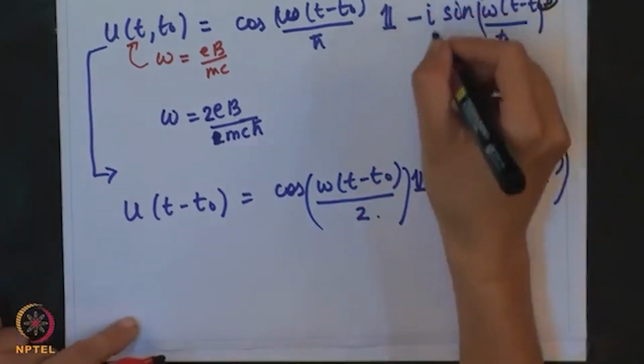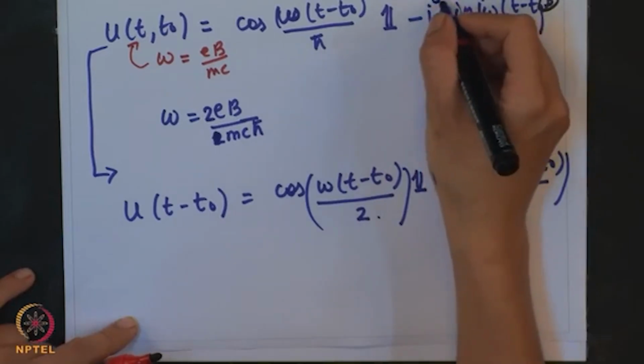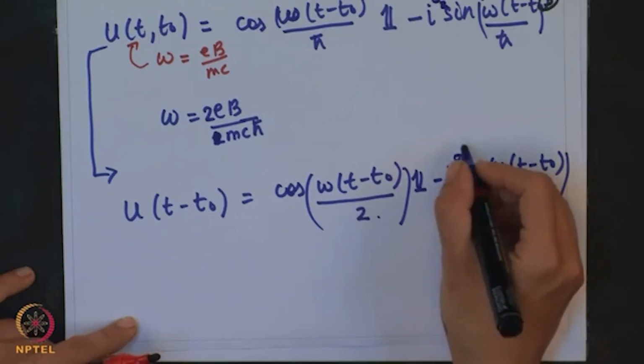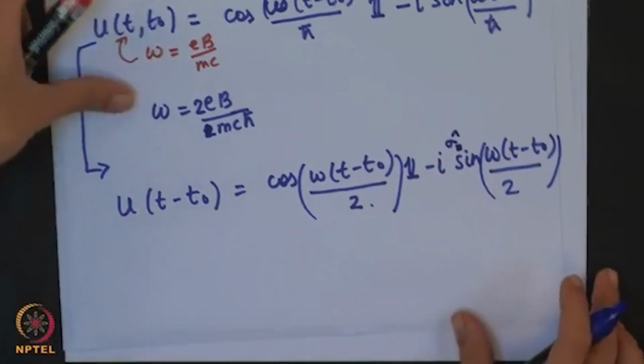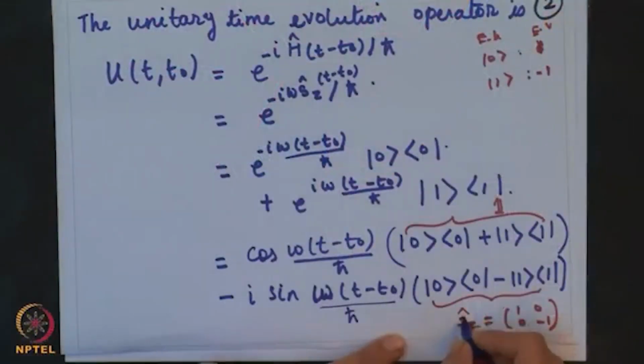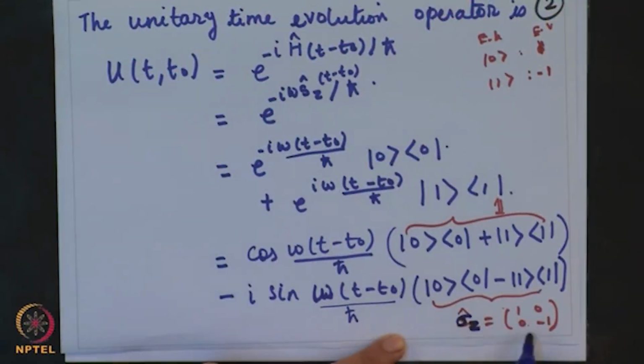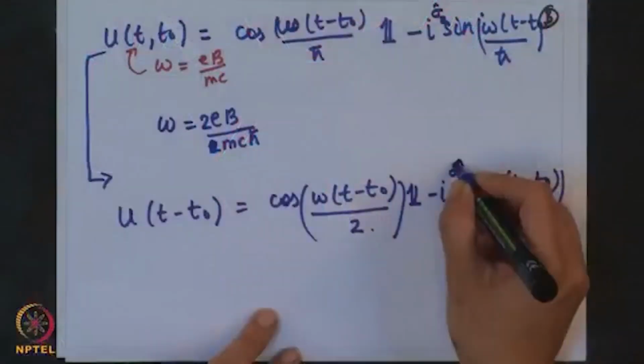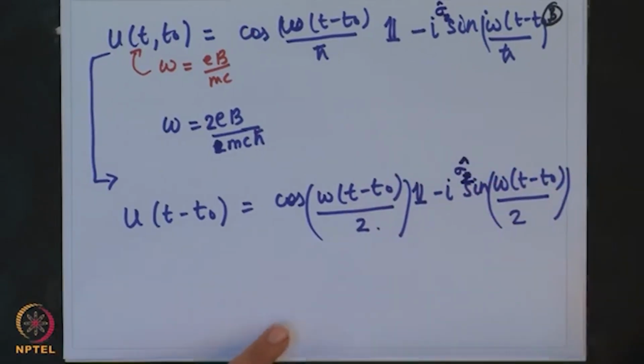Here I have to write sigma z. Here also I have a sigma z or Sz term. So, this was Sz, here this was Sz. So, in terms of this, it is sigma z, and this we have included in our expression over here, Sz.